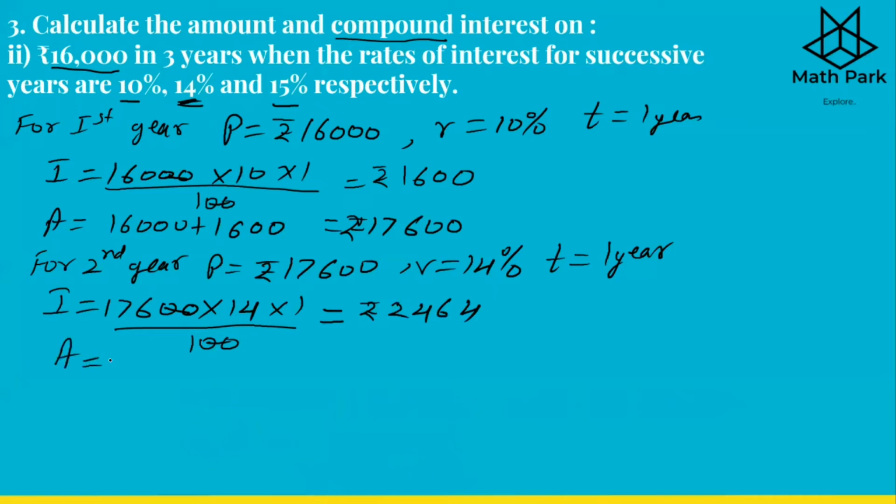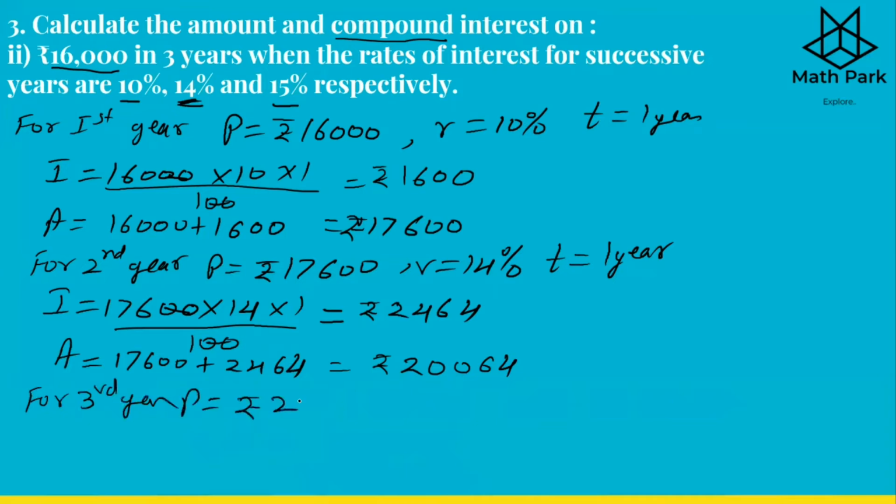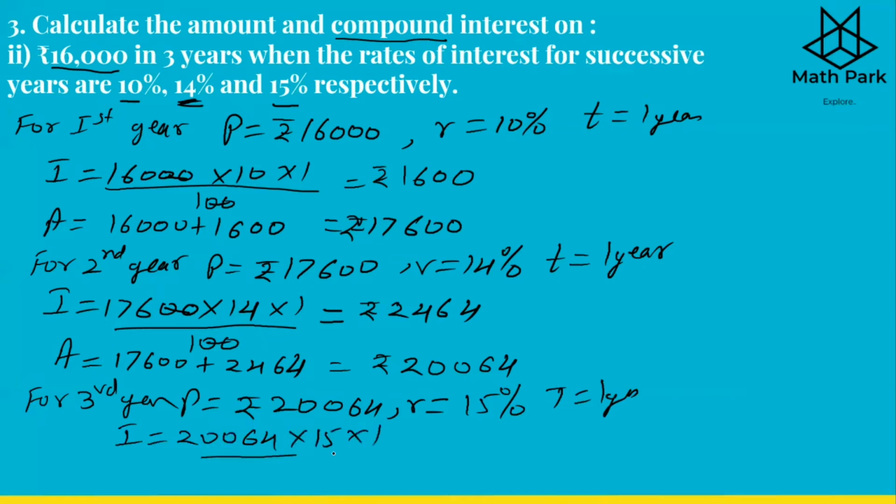So the amount is equal to 17,600 plus 2,464, which is rupees 20,064. Okay, now this 20,064 is the principal for the third year. So for third year, your principal is equal to rupees 20,064. The rate of interest is now 15%. The period is again 1 year. So you get interest is equal to 20,064 into 15 into 1 upon 100.